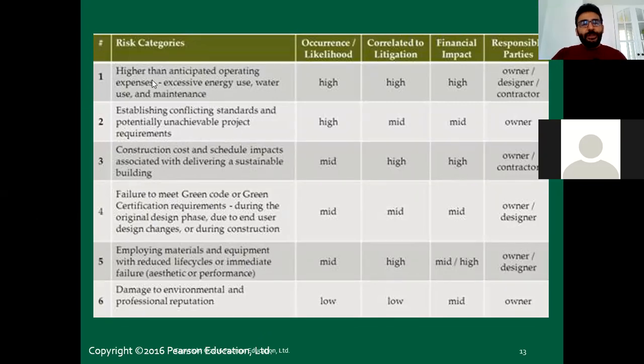higher than anticipated operating expenses, like cost risk, right? Establishing conflicting standards and potentially unachievable project requirements. And construction cost and schedule impact from strictly delivering a sustainable building. These kinds of things that you can list, tons of them. And you need to write a likelihood here and the impact of it, okay? And the litigation, the legal aspect of it, they added, and responsible parties here.